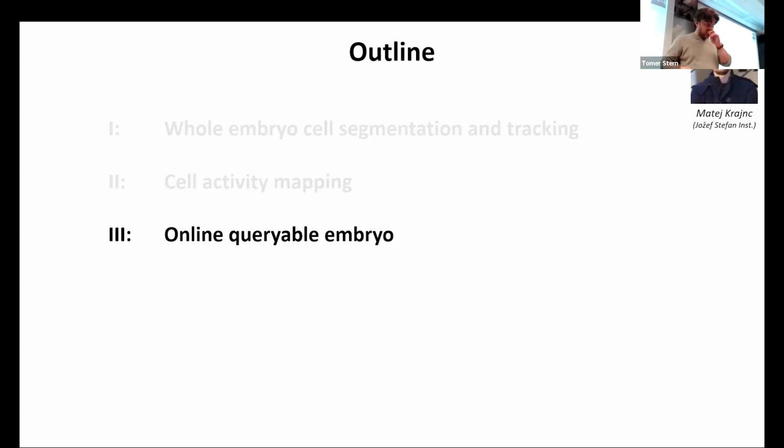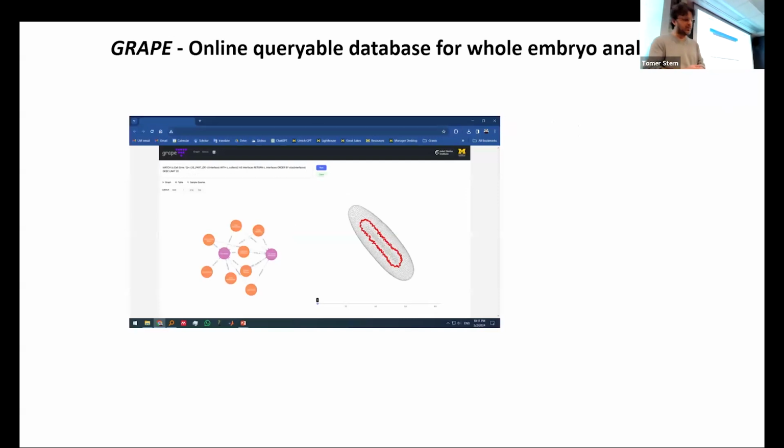So the guy to see here is Matej Kreins. He's a biophysicist, an expert in vertex models, which is a model that we use to simulate tissue dynamics. He's working in Slovenia at the Jožef Stefan Institute, and together with him, we're currently working on a resource project, let's say. So what you see here is called GRAPE, Graph Embryo Project, and it's an online queryable database for whole fly embryo analysis. You go online, you don't need to pay, you don't need to register, you don't need to be in a university, wherever you are, just go online.